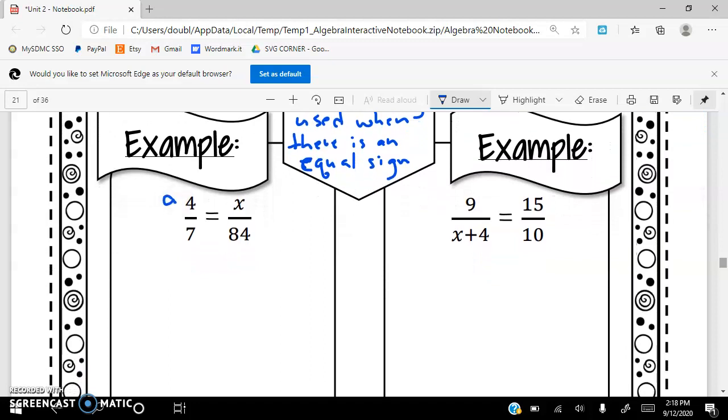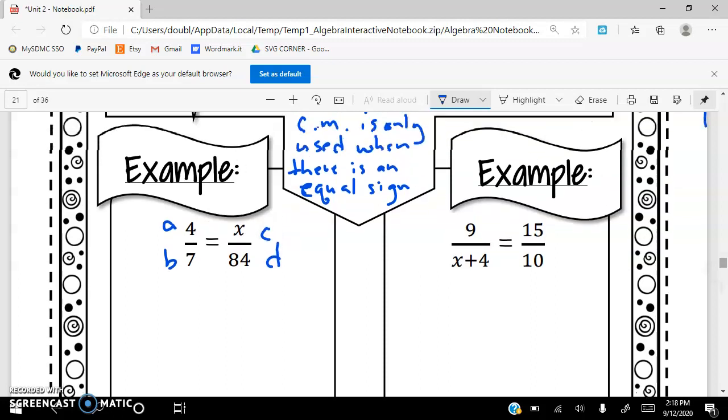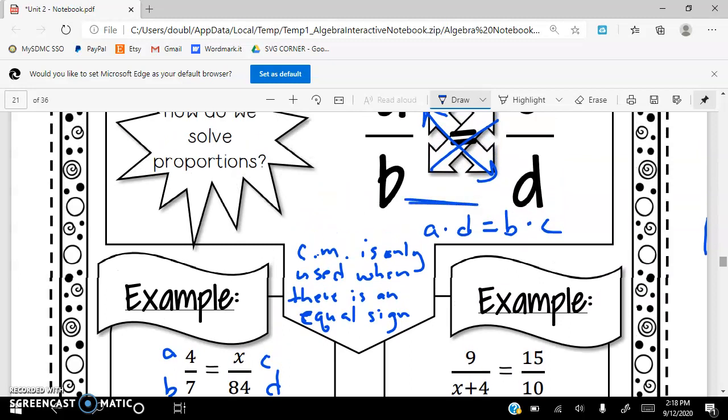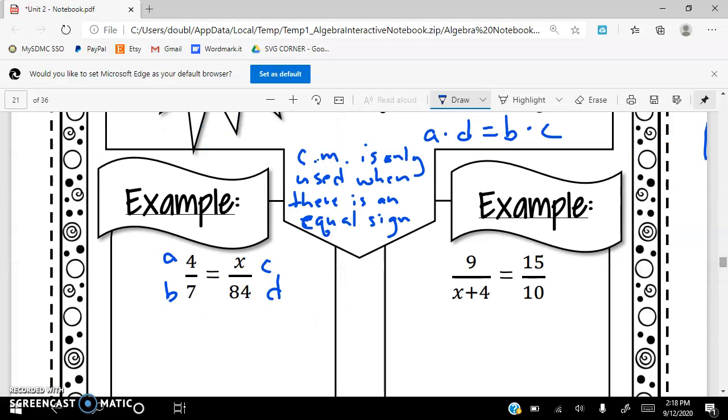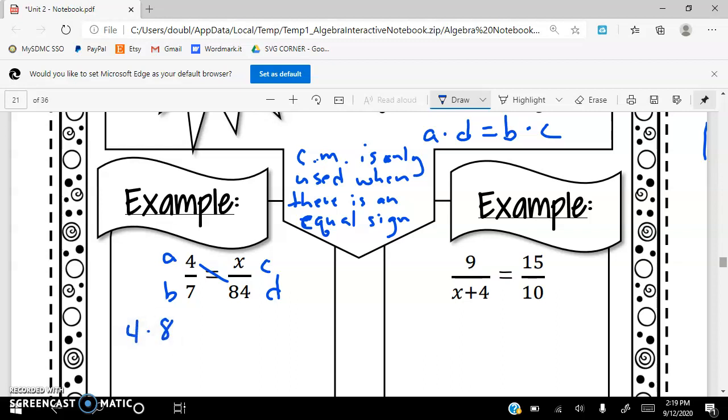So this is my A, B, C, and D. And you see how I labeled them the same way they were labeled up here for our example? That way all I have to do is plug in the numbers, okay? So we got A times D, so that's 4 times 84 equals B times C, so 7 times C. So let's do the math. So 4 times 84 gives us 336. And 7 times C gives us 7C.